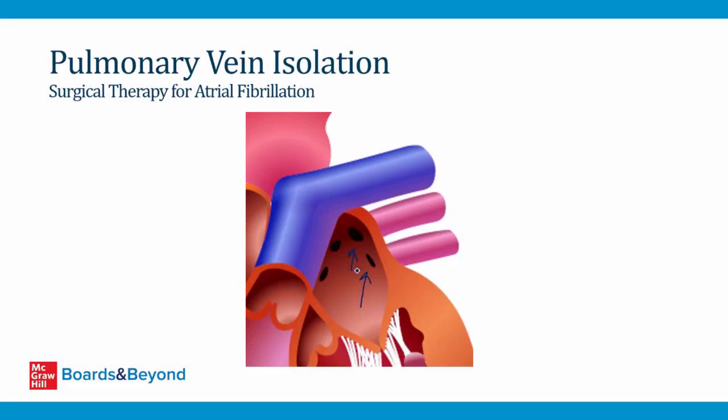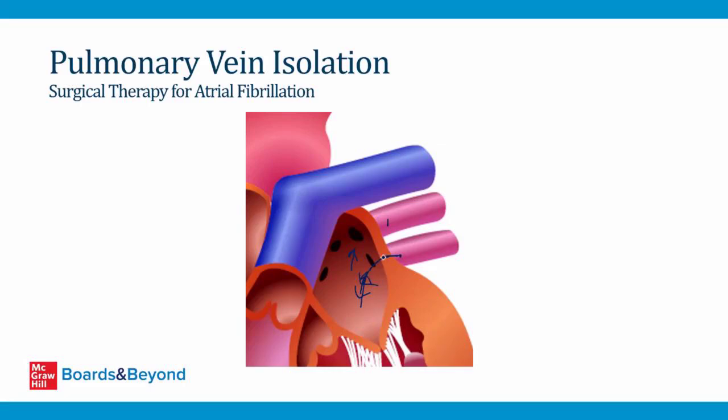And it turns out that the trigger for AFib in many patients is electrical activity that originates out here in the pulmonary veins, travels down into the atria, and then triggers the onset of atrial fibrillation. So if you can electrically isolate the pulmonary veins, then electrical activity cannot be transmitted to the atria. And that's what's done in a pulmonary vein isolation.